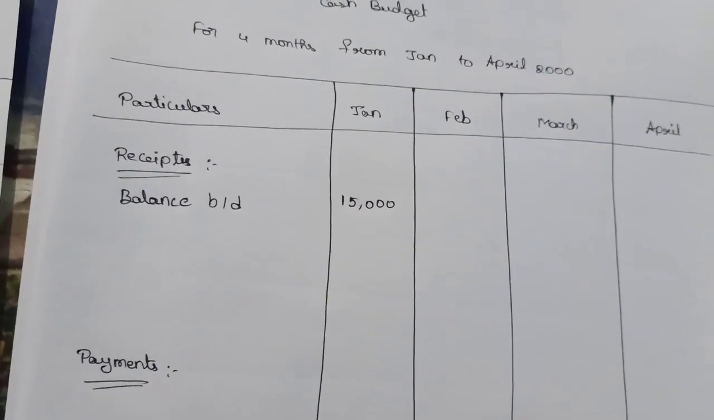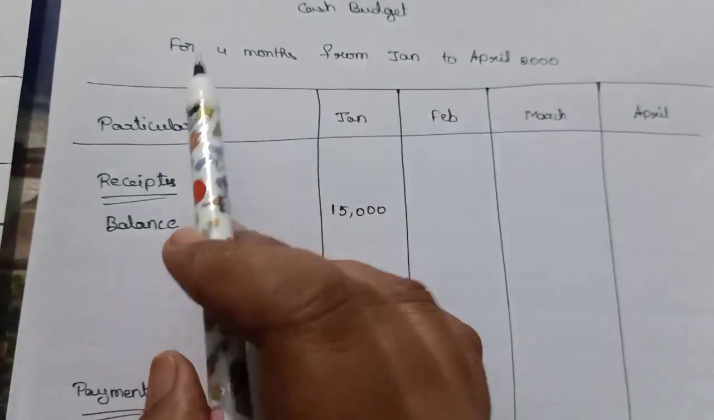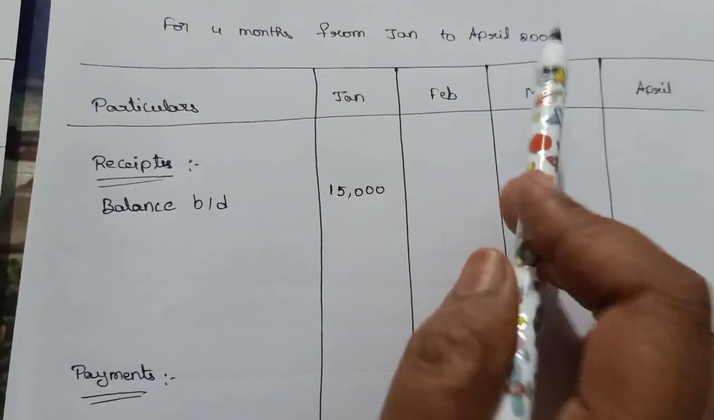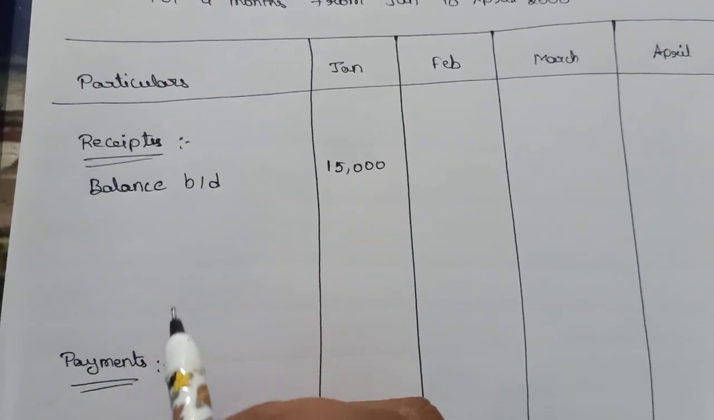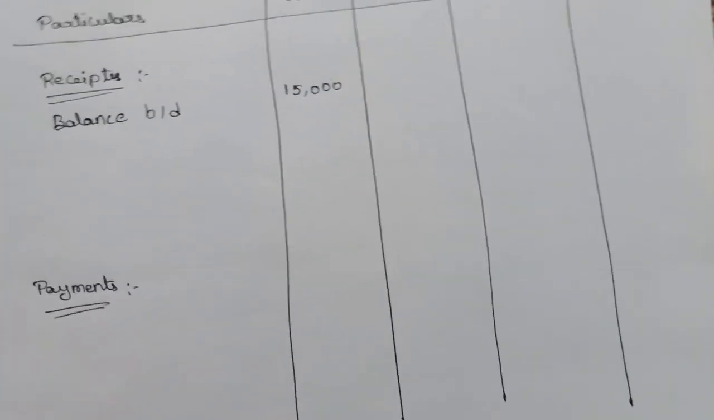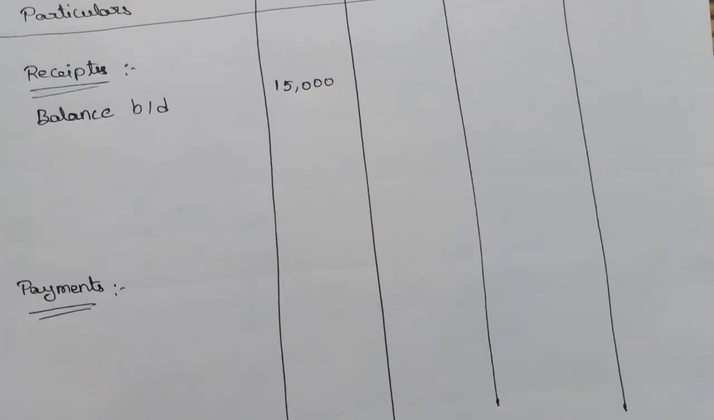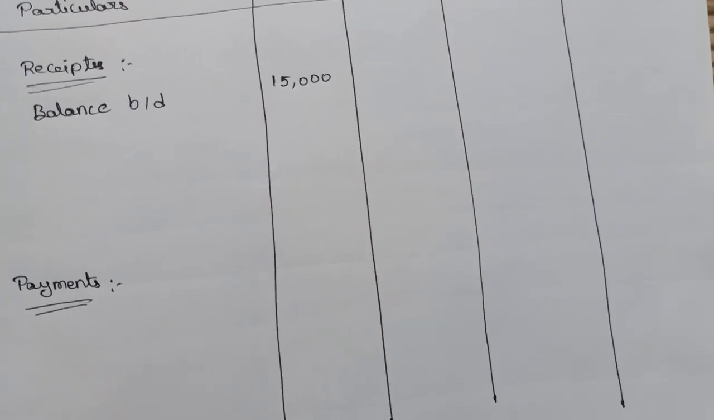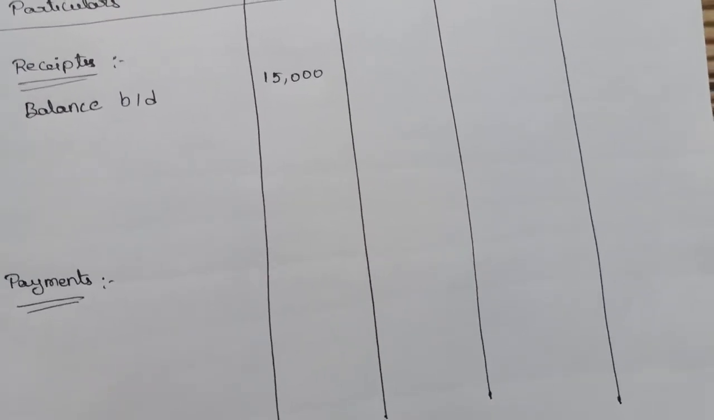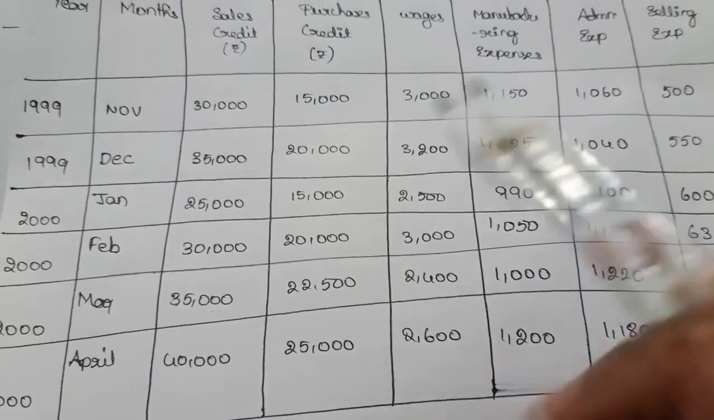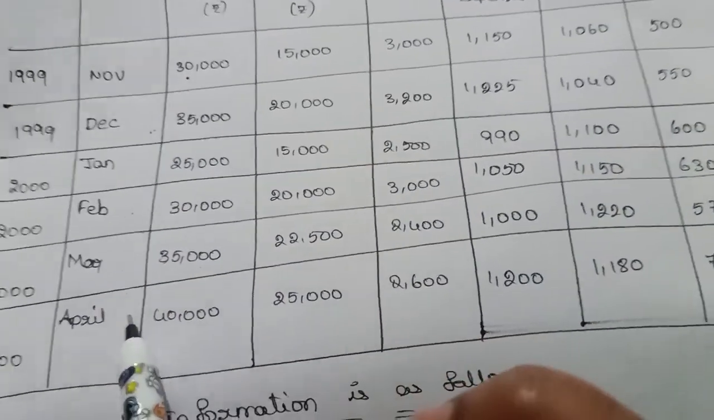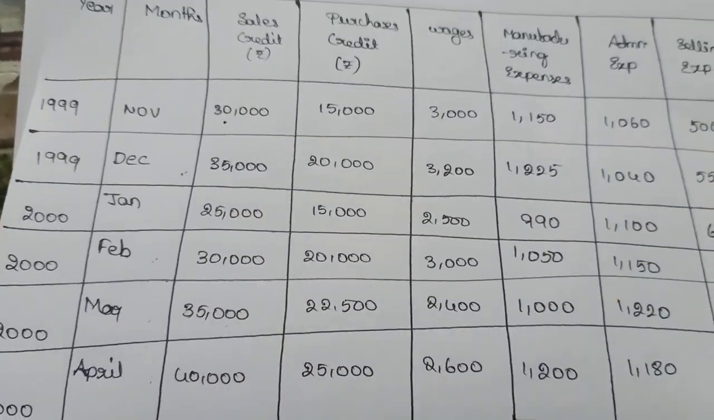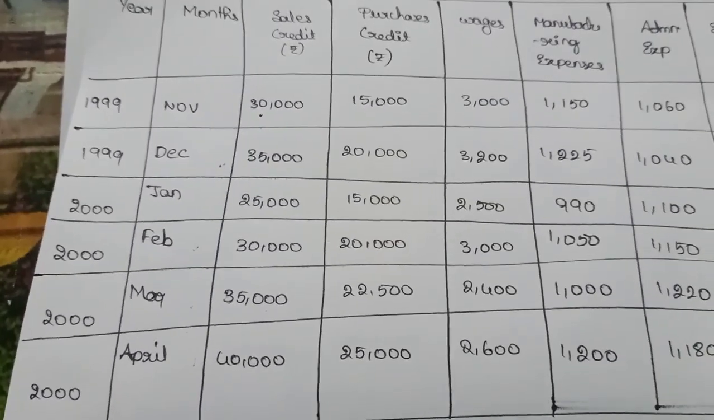For 4 months we are preparing the cash budget. So the cash budget for 4 months from January to April 2000. In the particulars we have to calculate the receipts and payments. So for the sales, what is the sales? The sales means we are getting from the customer. So in the table we have the information about the sales which is given here. See the sales given here, the information for November, December, January, February, March, April, the sales amount, but we are going to calculate from February, March, April.